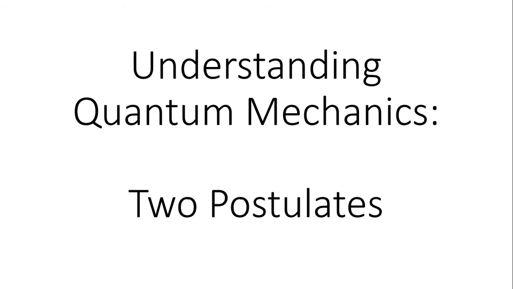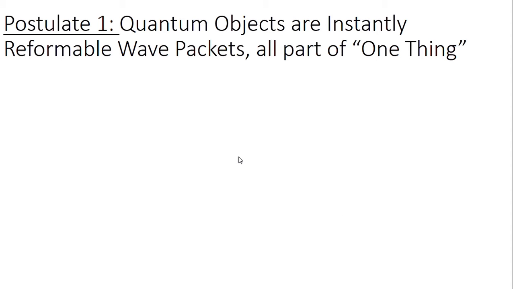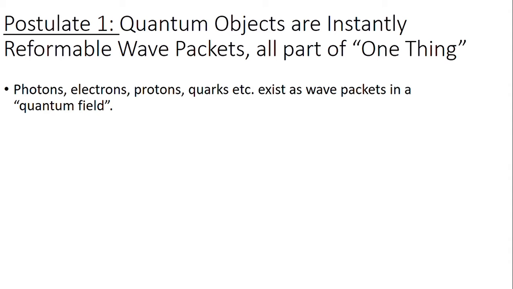With these facts about waves in mind, let's develop our two postulates and form our intuitive picture. The first postulate is that quantum objects are instantly reformable wave packets, all part of one thing. So let's try to unpack this statement a bit.